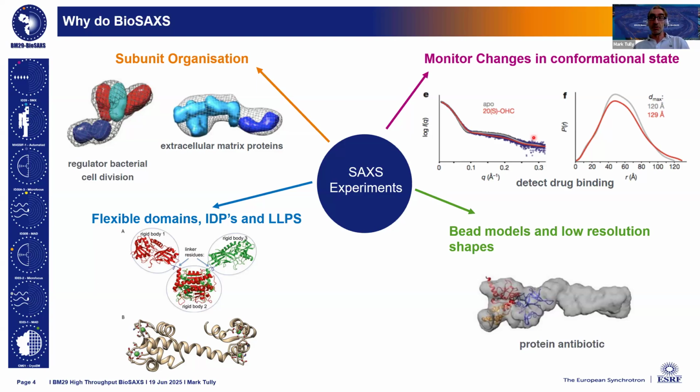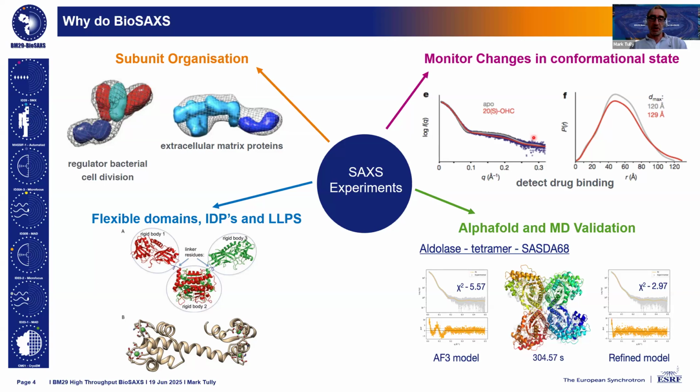So with AlphaFold, we can now create a model of a protein, but the question is now, is that AlphaFold model correct? So the easiest way to validate that is with SAXS. We can just back calculate a SAXS curve and then fit that to the measured data, and we can do that in seconds. But I'll talk a little bit about that later on in our future perspectives.